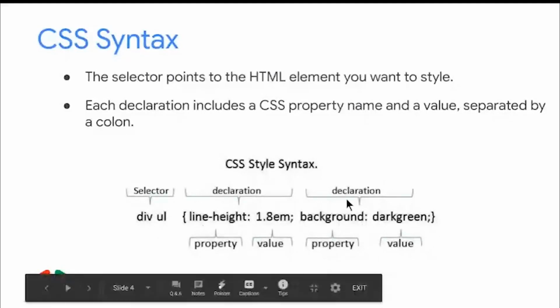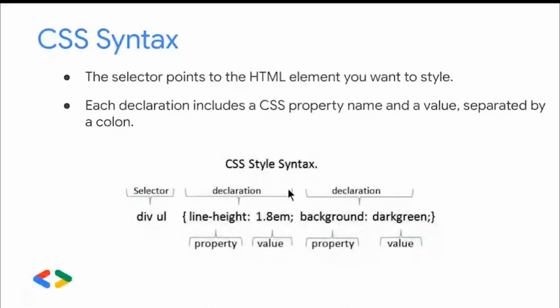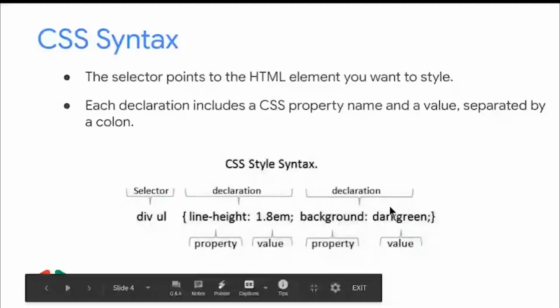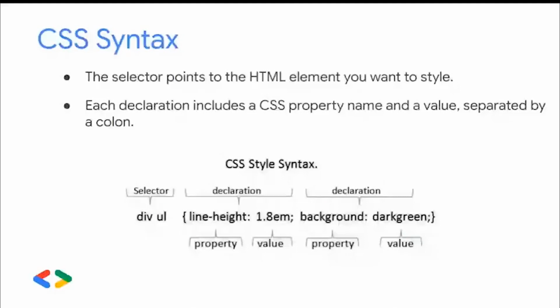Each CSS declaration consists of two parts. One is the property and the other is the value. So let's say you want to give a background to your paragraph tag, then you will mention the background property with the value dark green. So this is the basic syntax of CSS. You'll know more about this when we go into the practical session.